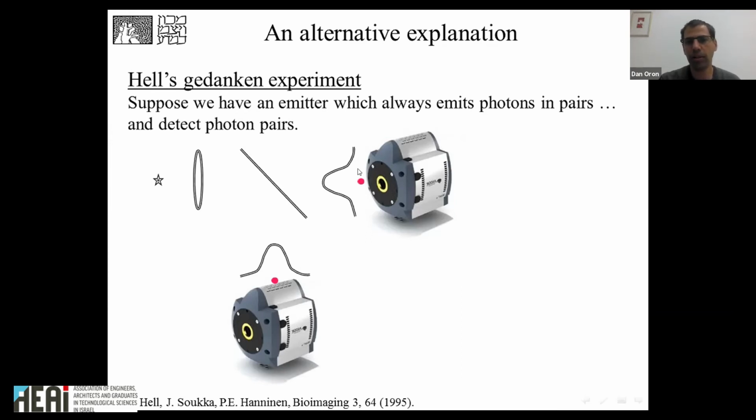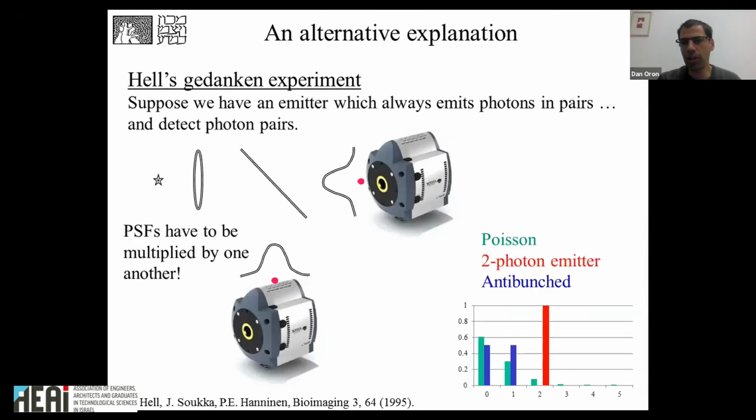Now, this photon, because there's a diffraction limit, gives an estimate of the position of the emitter within the diffraction limit. And this photon also gives an estimate of the position of this emitter. But these two estimates are independent. If you have two independent estimates of the same variable, you actually have a better assessment, in this case by a factor of square root of 2 of the position. So you really get a better resolution. Of course, there are no such emitters. There's no fluorescent molecule that always emits photons in pairs.